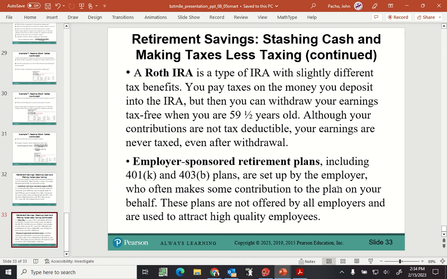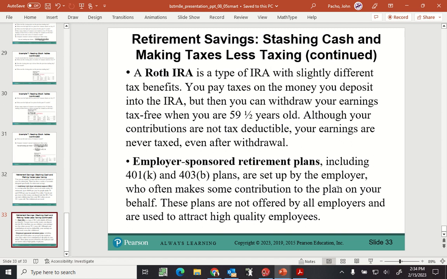Although your contributions are not tax deductible, your earnings are never taxed, even after withdrawal. So if you do this instead, that $1,000 you get when you're retired because you're not working anymore, it's still $1,000. So this, in my opinion, is actually better.